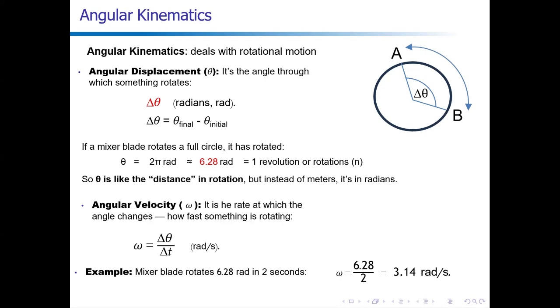So in summary, theta, or angular displacement, is like distance, but in angles. And omega, or angular velocity, is like speed, but for rotation. We use angles in radians because it simplifies the maths and ties directly into circular motion equations.